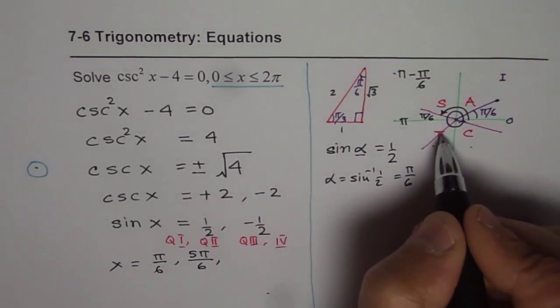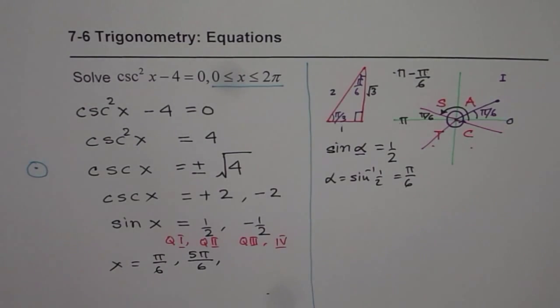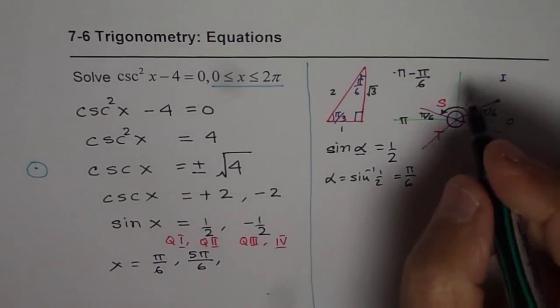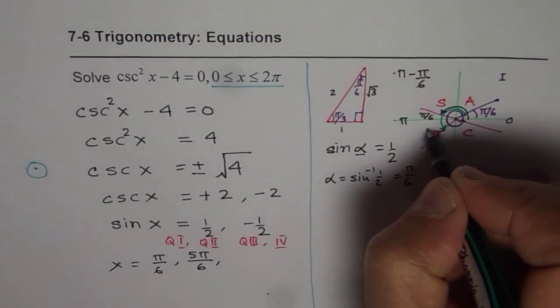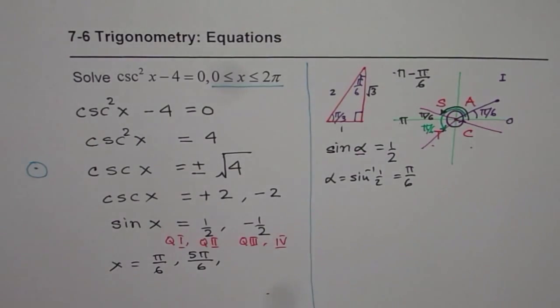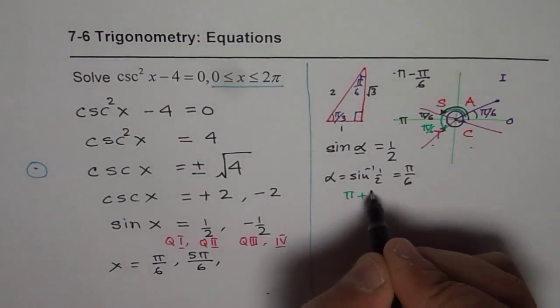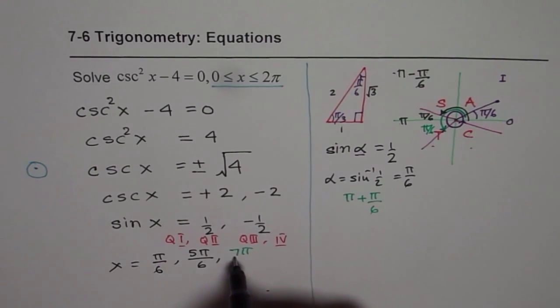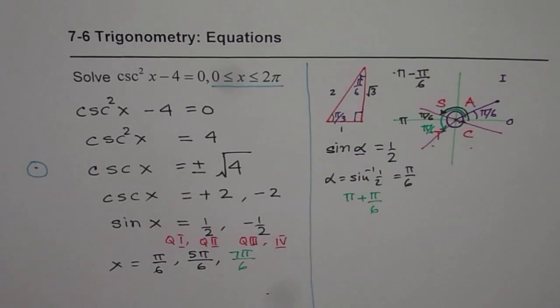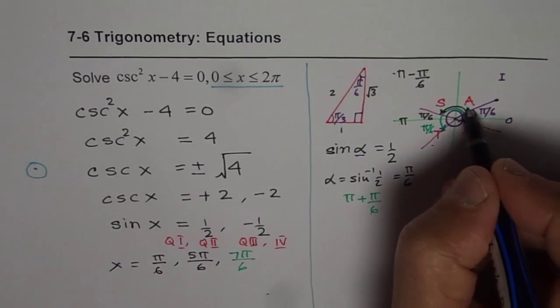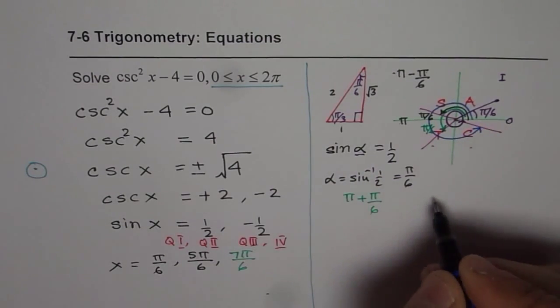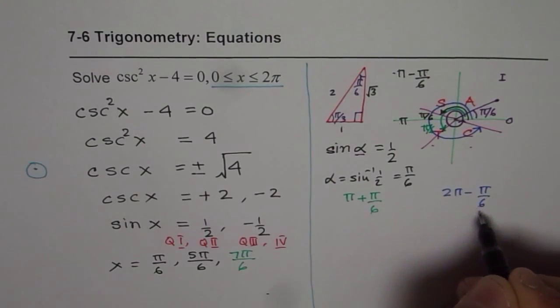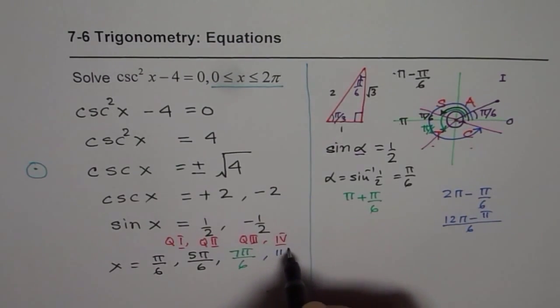Got it? Now the next one is right there. So let me use a different ink here and then show you which one is the next one. Next one is pi plus pi by 6, right? So you have to add pi by 6 to get the next one. So we have here pi plus pi by 6. Earlier we had pi minus pi by 6. So when you add, you get 7 pi by 6. That is in quadrant 3. In quadrant 4, the angle should be how much? In quadrant 4, it should be 2 pi minus pi by 6. Do you see that? That should be 2 pi minus pi by 6. That is 12 pi by 6 minus pi by 6. That gives us 11 pi by 6.